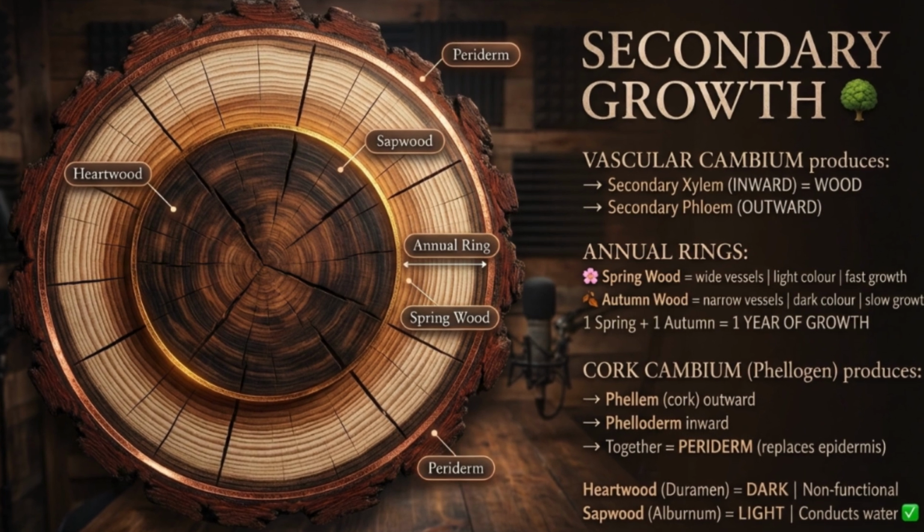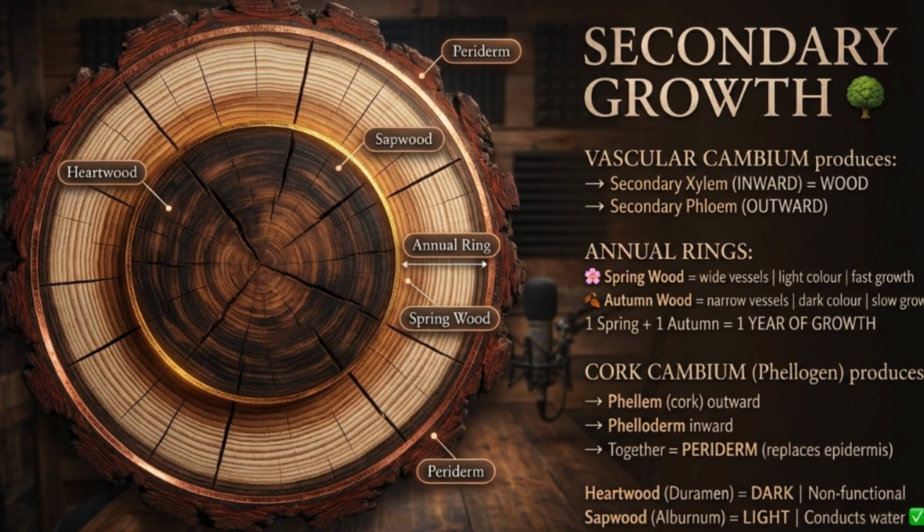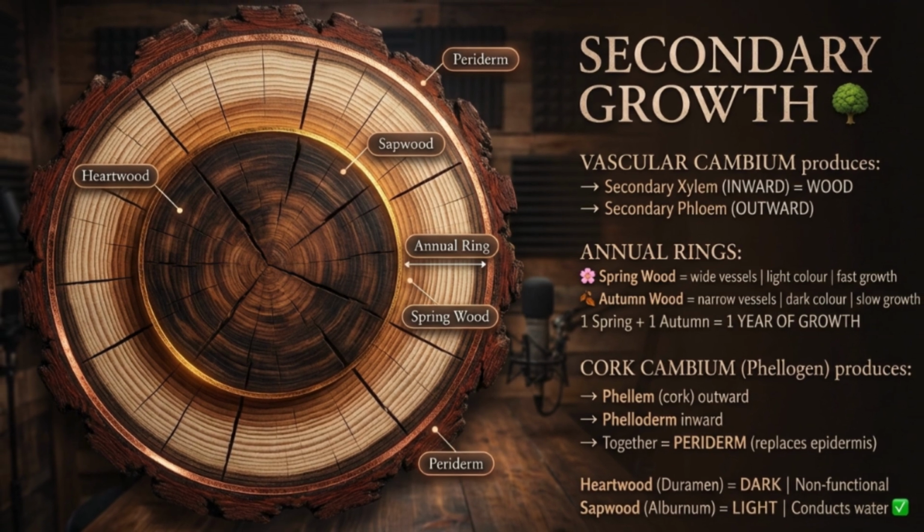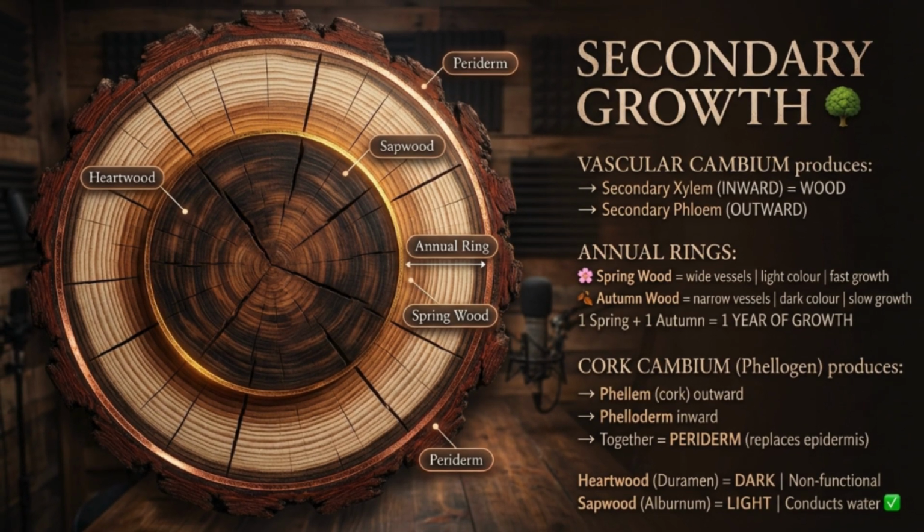Secondary growth. This is the chapter's most complex topic, and it's also one of the most satisfying to understand because it explains something you've seen your whole life: why trees have rings, why wood exists, and why bark looks the way it does. Secondary growth happens only in dicots and gymnosperms. It's driven by two lateral meristems, two cylindrical sheets of dividing cells that add girth to the plant.